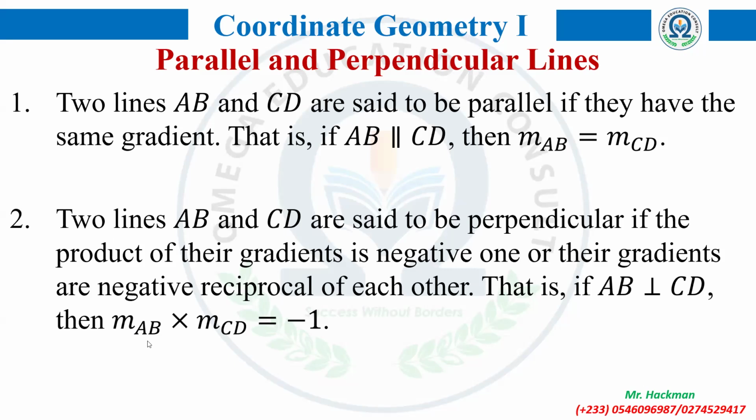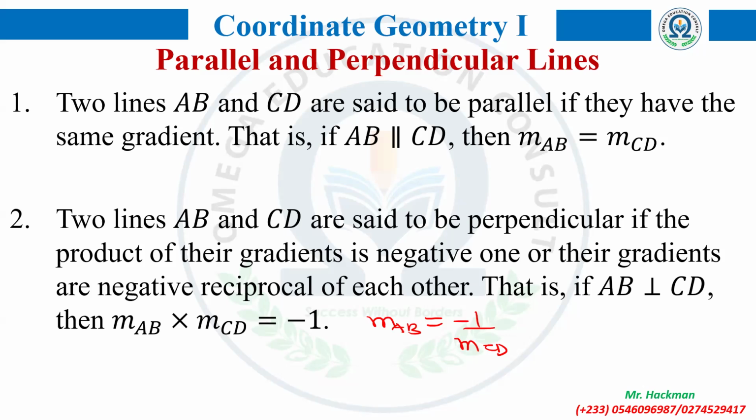If you look at the mathematical relation that we have here, if I make M sub AB the subject, won't I get M sub AB to be equal to minus 1 over M sub CD? If you are making M sub AB the subject, you have to write it again and divide both sides by M sub CD. So M sub CD will cancel here, and you'll be left with minus 1 over M sub CD. Is my point well made?